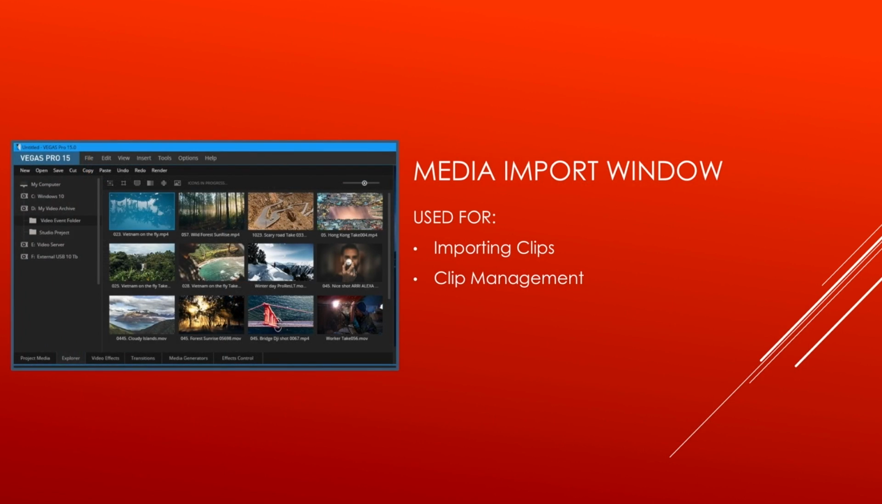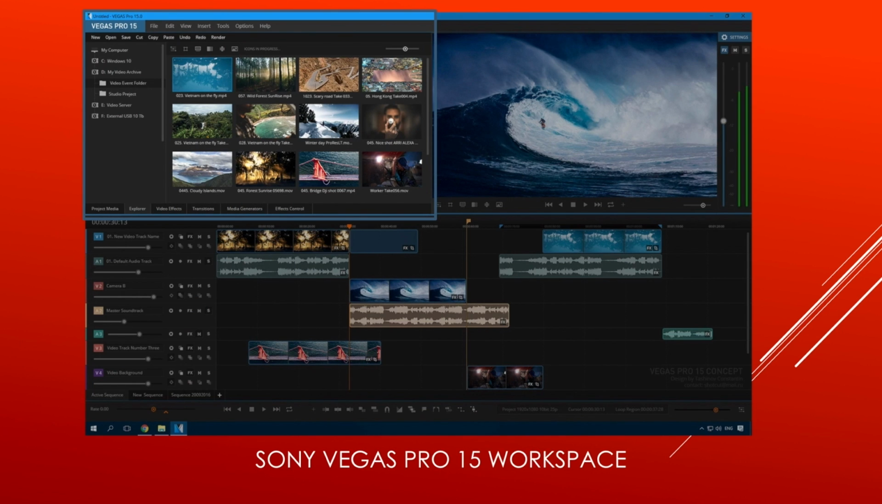Now moving on, the media import window. This is where you'll keep track of all your clips that you've imported. It's used for importing clips and clip management. On this side, you'll be able to see, okay, I have this clip here, this clip here. Oh, I need to import this clip here. It's called the media import window. That's just the name I gave it, but here is where you'll find all those things. Let's take a look at the full picture.